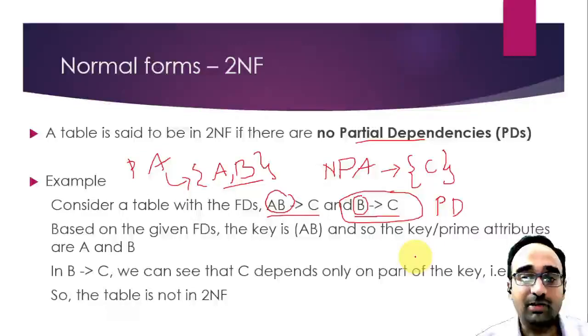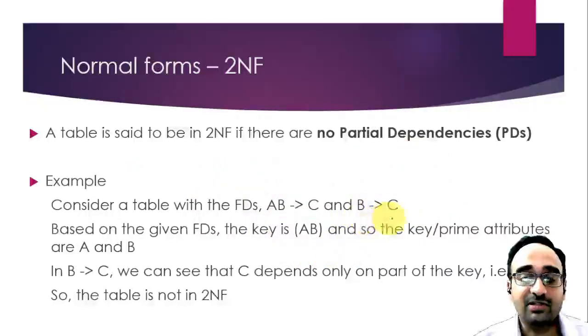I hope you understood what is a partial dependency. Partial dependency is a dependency in which the right hand side is dependent on only a subset of prime attributes. That's all, very simple. If such FDs are there, then your table is not satisfying second normal form. The candidate key is AB, so the prime attributes are A and B, like I told you. If you consider the second FD B to C, C depends only on part of the key, not all the attributes in the key. So the table is not in second normal form.